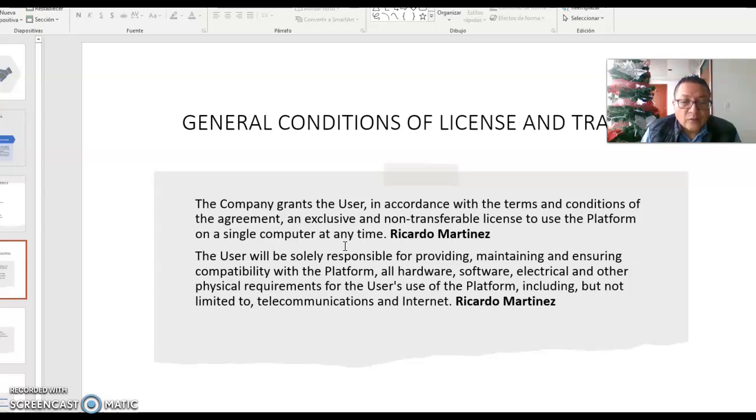The user will be solely responsible for providing, maintaining, and ensuring compatibility with the platform: hardware, software, electrical, and other physical requirements for the user's use of the platform, including but not limited to communication and internet.